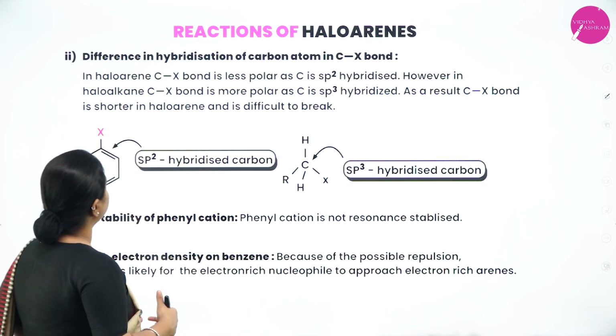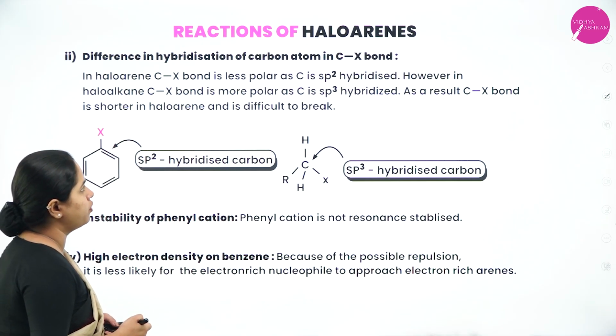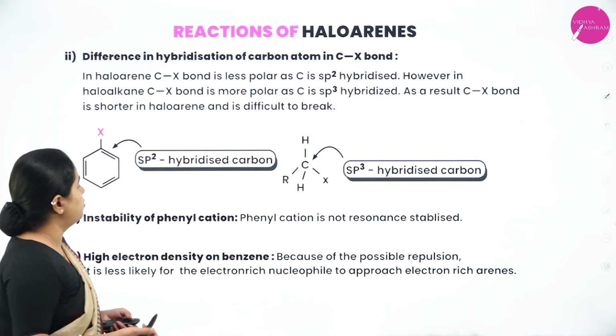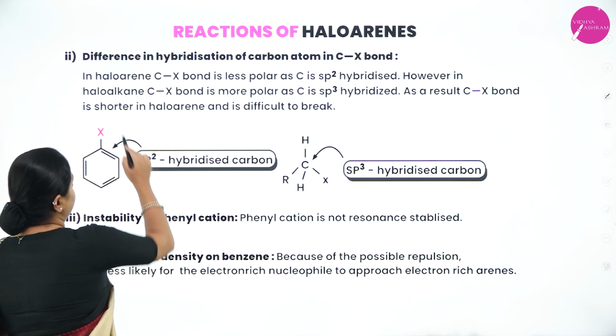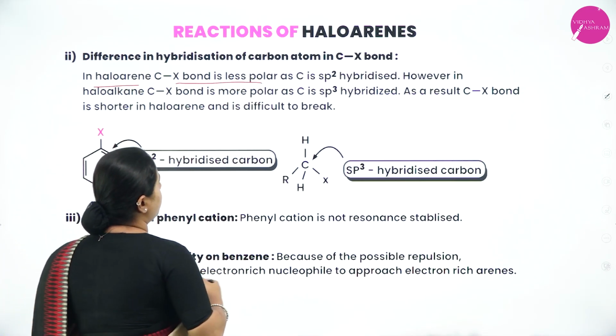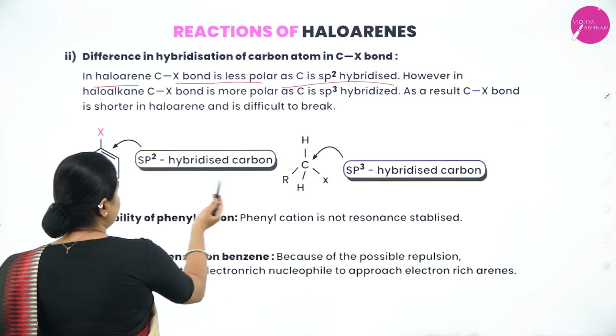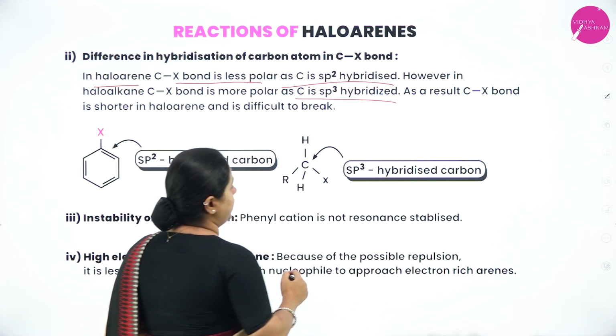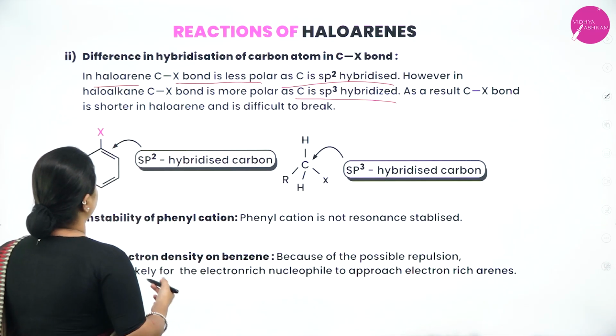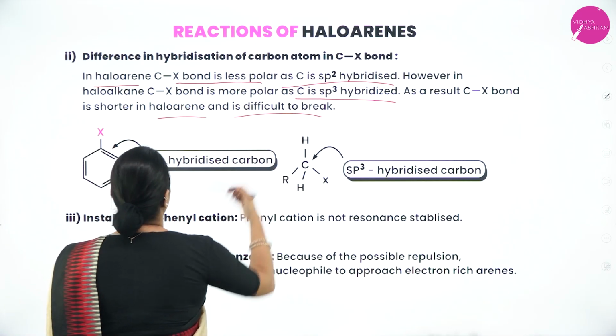Okay. Now the other reason is the difference in hybridization of the carbon atom in the carbon halogen bond. What does that mean? In haloarene, the carbon halogen bond is less polar as carbon is sp2 hybridized. However, in haloalkane, the carbon is sp3 hybridized. As a result, the carbon halogen bond is shorter in haloarene and it is difficult to break.